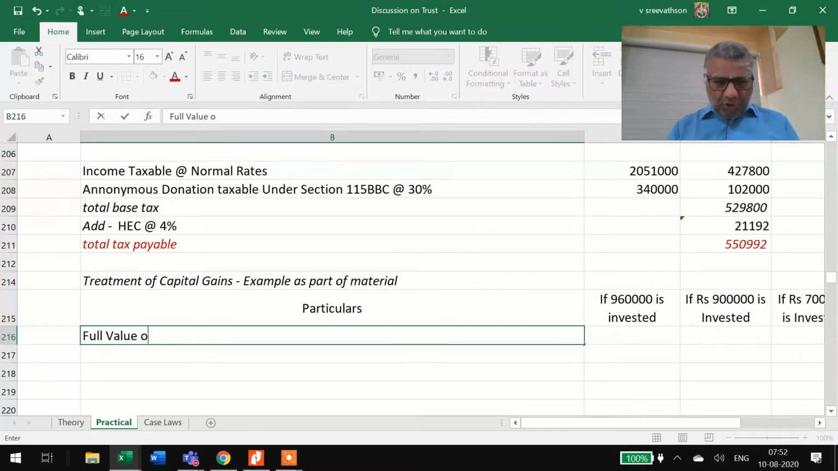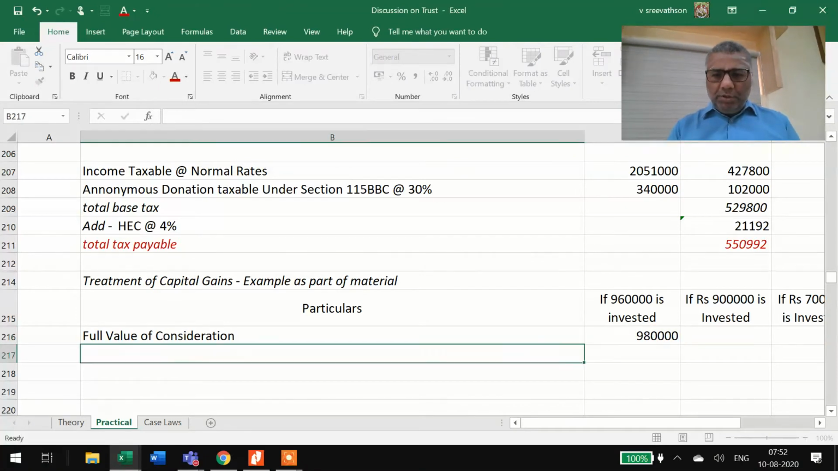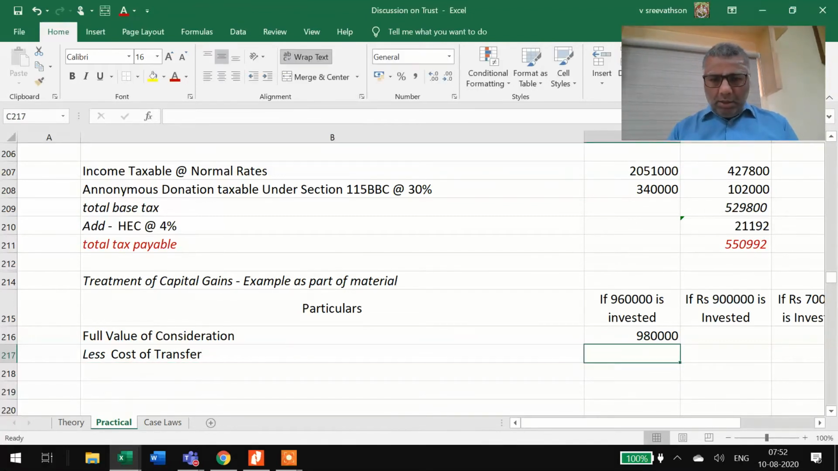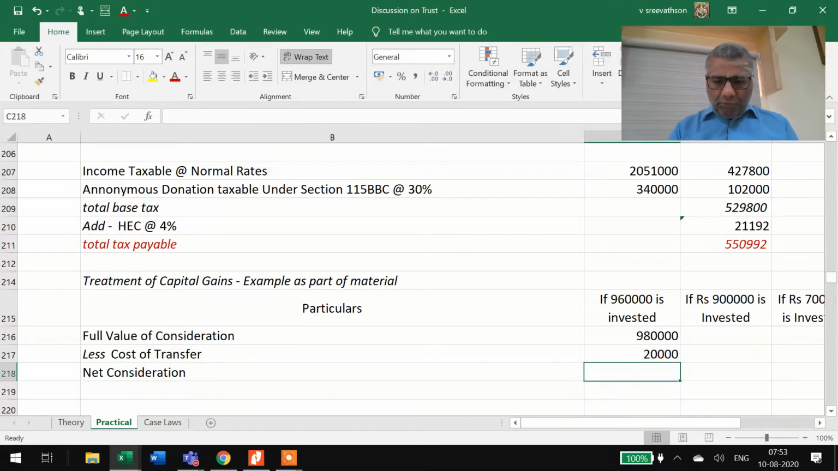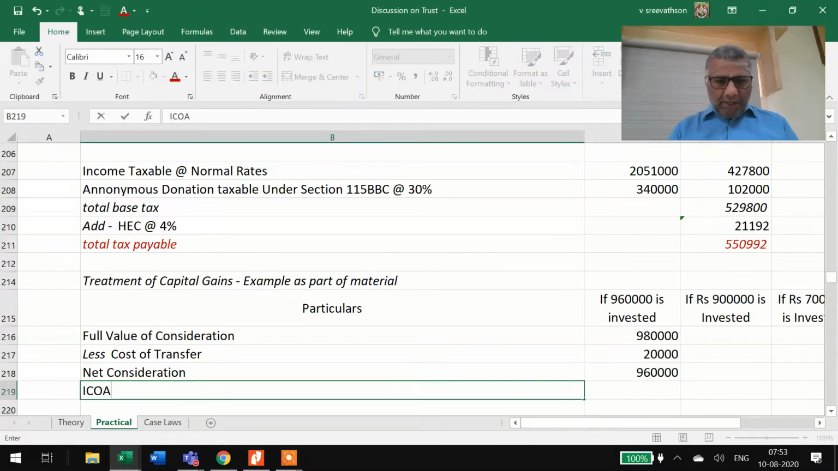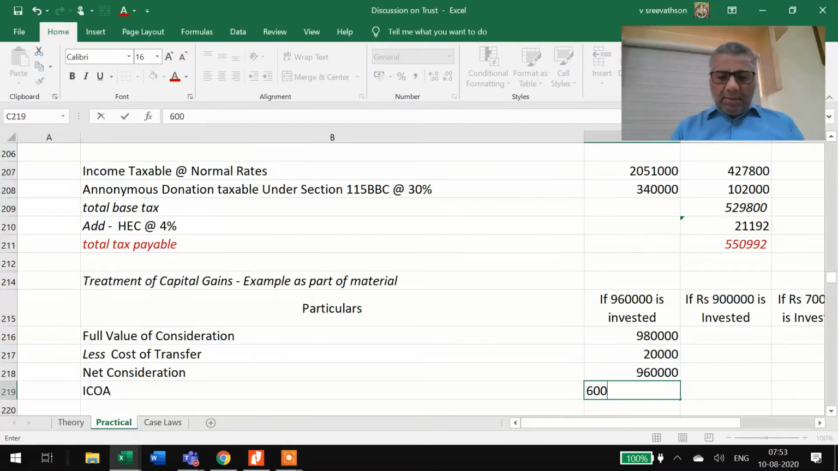Full value of consideration up to one point it is the same, so let us do it one level alone. 9,80,000, less cost of transfer 20,000. So I get net consideration of 9,60,000. ICOA given in the question itself is 6 lakhs.